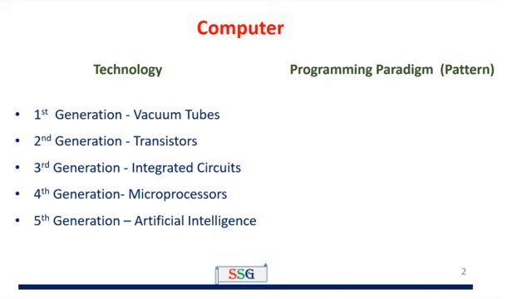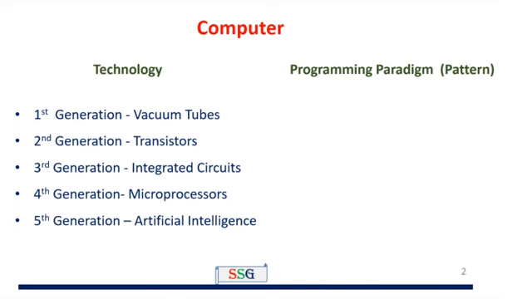Another main objective of the technology upgradation is to increase the speed of the computer. So the technology upgradation focused on reducing the size of the computer and increasing the speed of the computer. These two terms were focused in the technology upgradation.